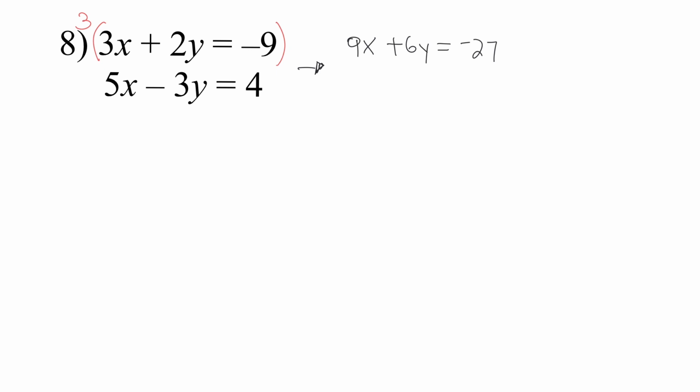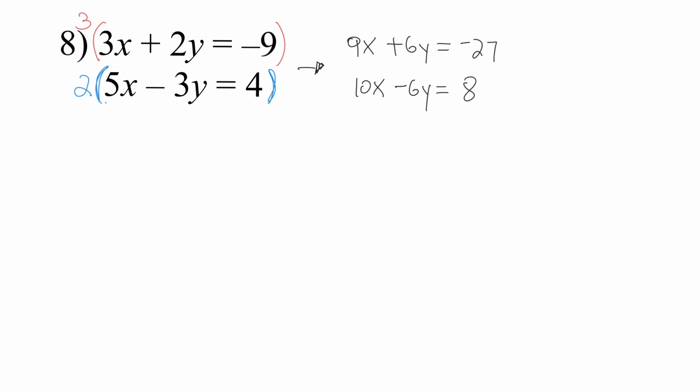The bottom equation, the y has a negative 3. So I'm going to multiply this one by 2 to make it a negative 6. Whatever you do to one side, you do to the other side. We're going to have to multiply everything by 2. Notice I'm multiplying by a different number. On the bottom, I have to distribute the 2. So you multiply the 2 times the 5x. That will be 10x. And then you have the 2 times the negative 3y. That's a negative 6y. And on the other side, you multiply 2 times the 4. That's going to be 8.